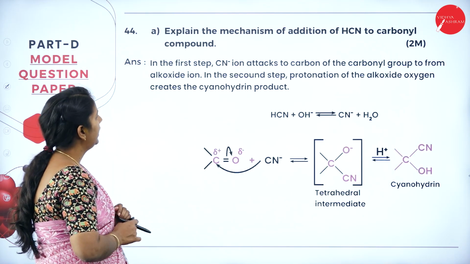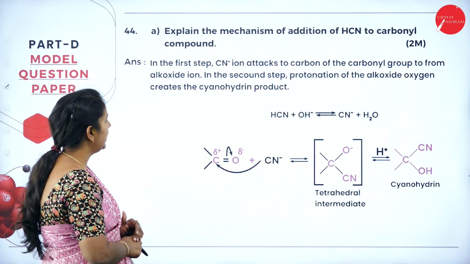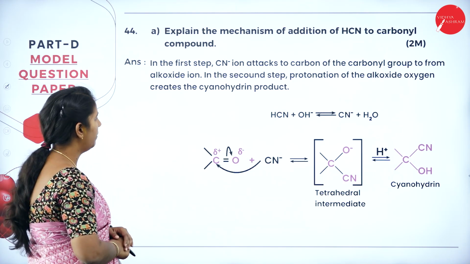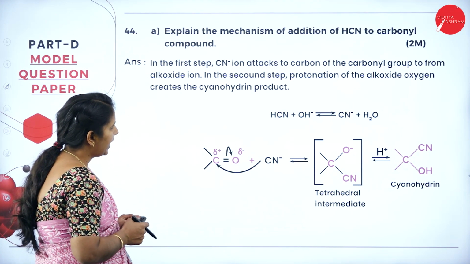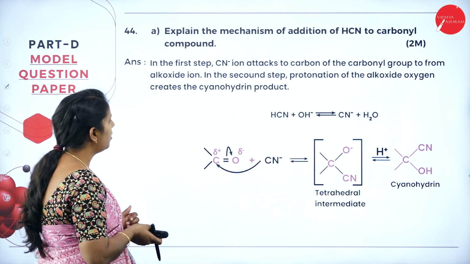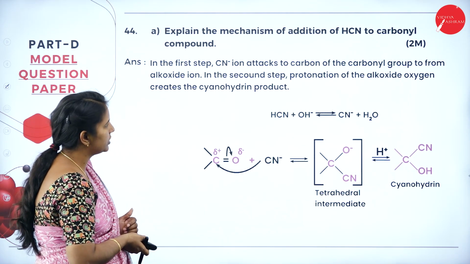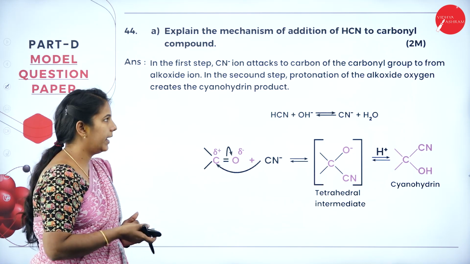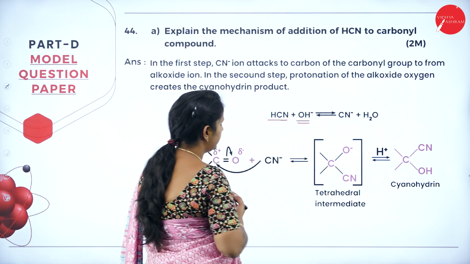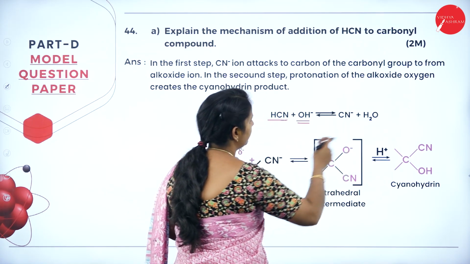Okay. Next question. Explain the mechanism of addition of HCN to the carbonyl compound. Remember, in the addition of HCN to the carbonyl compound, in the first step, the cyanide ion which carries the negative charge will attack the carbonyl group to form an alkoxide ion, and in the second step, protonation of the alkoxide oxygen will take place to create cyanohydrin as a product. So, when we take the HCN and treat it with a base, it forms a CN minus and it will form what?